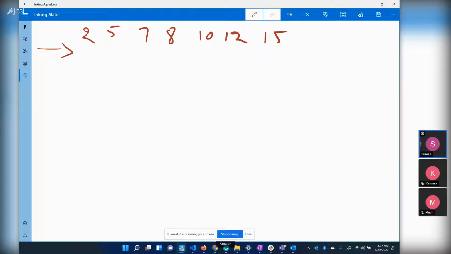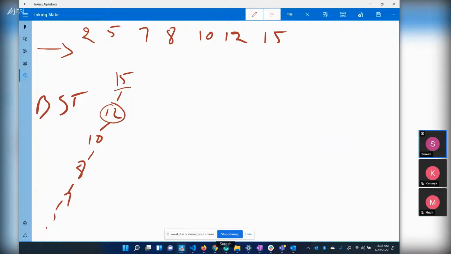So you can also do it like this: 15, 12, 10. You can start from the end, 8, 7, 5, 2. This is also a binary tree, a binary search tree. Why not? This is a BST, right? What is the condition for a BST? The left value should be less than the root. It satisfies that. But is it a minimal tree?